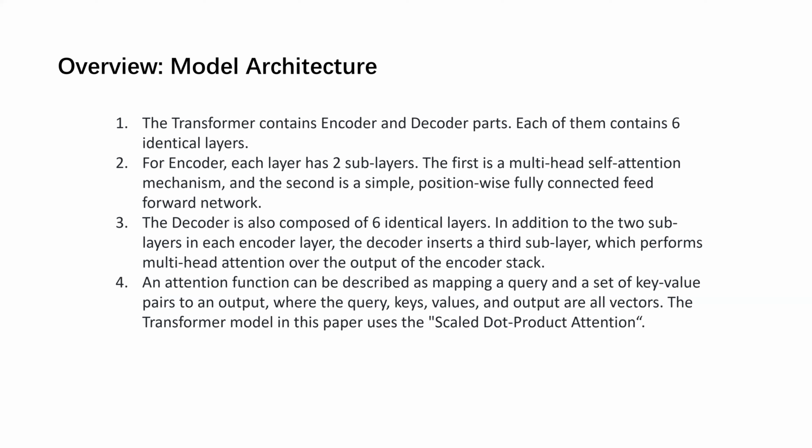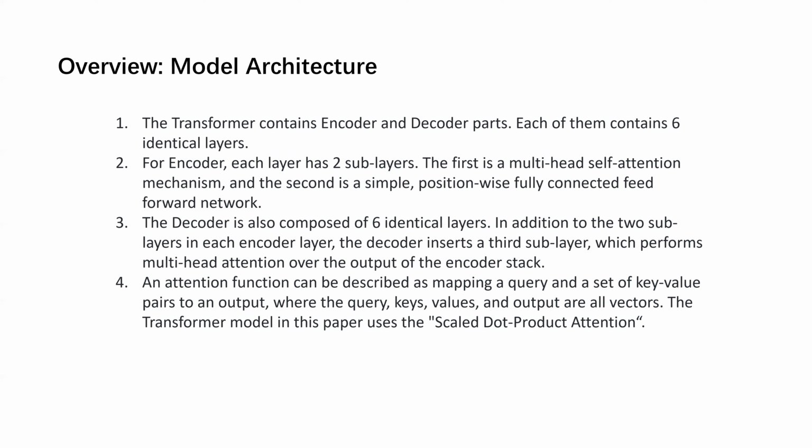So the first one is the transformer contains encoder and decoder parts. Each of them contains 6 identical layers. The second one is for encoder. Each layer has 2 sublayers. The first is a multi-head self-attention mechanism, and the second is a feed-forward layer. And the third one is the decoder is also composed of 6 identical layers. In addition to the 2 sublayers in each encoder layer, the decoder inserts a third sublayer, which performs multi-head attention over the output of the encoder stack.